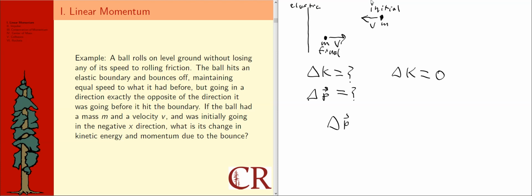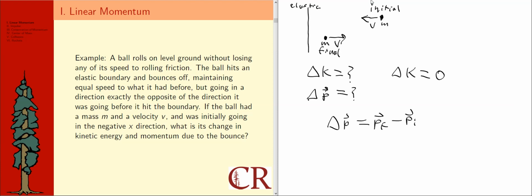But momentum is a little bit different, because to calculate the change in momentum, we have to account for directions. In other words, strictly speaking, change in momentum should be final momentum as a vector minus initial momentum as a vector. I've decided to change subscripts just to show you that you can.